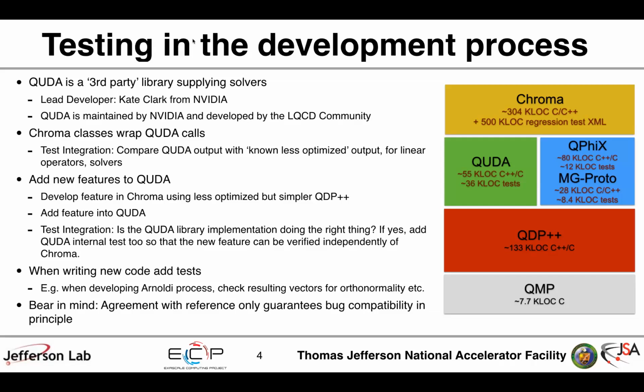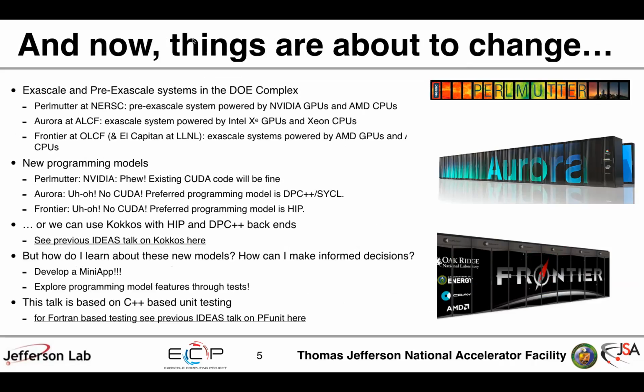And now I will go on to slide 5, where I say, of course, now things are about to change. We have the new exascale systems and pre-exascale systems coming online. The first of these coming along will be Perlmutter at NERSC, which is a pre-exascale system powered by NVIDIA GPUs and AMD CPUs. Aurora is coming to Argonne Leadership Facility, and it's powered by Intel Xe technology and Xeon CPUs. While Frontier at OLCF, and as it's recently been announced, El Capitan at Lawrence Livermore, are going to be exascale systems powered by AMD GPUs and CPUs.